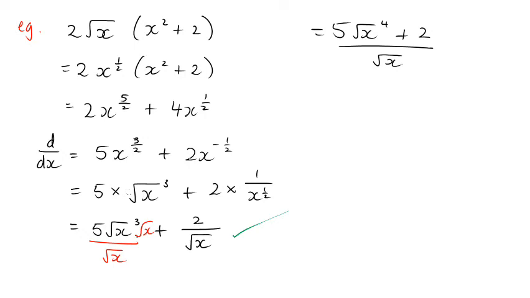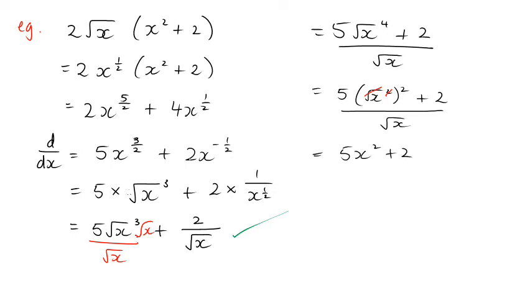Square root x to the 4 we can actually simplify, because square root x to the 4 is the same as square root x squared squared. So we get x squared, because this squared and this square root cancel each other out. So we get 5x squared plus 2 over root x.